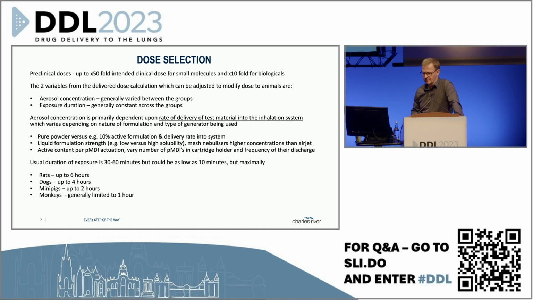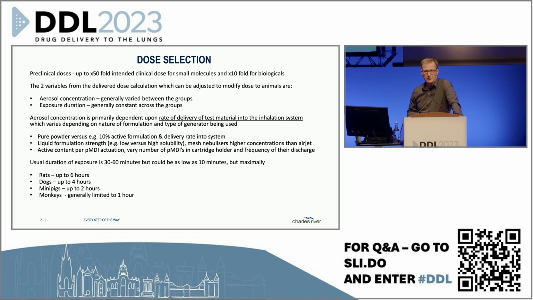So in terms of dose selection for preclinical studies, we need to give up to a 50-fold safety margin above the clinical dose for small molecules. And for biologicals, it's 10-fold. And the two variables from the delivered dose calculation that can be adjusted to modify the dose to the animals are the aerosol concentration and the exposure duration. In terms of the aerosol concentration, we tend to vary this between the dose groups for toxicology studies and have a consistent duration of exposure across the groups. So the aerosol concentration is primarily dependent upon the rate of delivery of the test item into the inhalation system. And this can vary with the nature of the formulation, but also the type of generator being used, as Tony mentioned in his presentation.